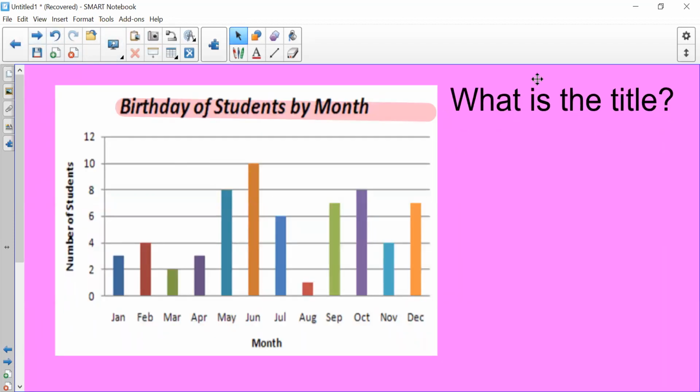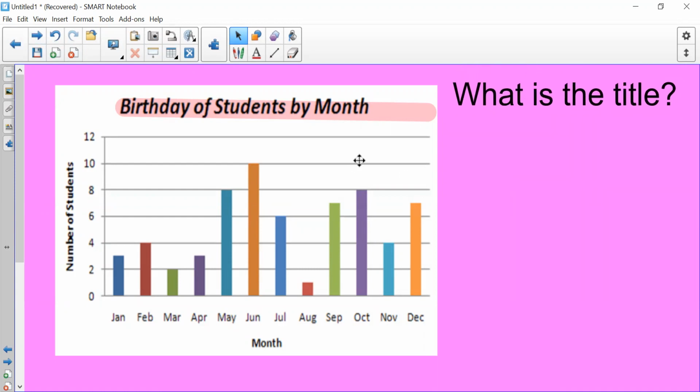Okay, so what is the title of this bar chart? Birthday of students by month. Okay, we usually find our title at the top and it explains what our graph or chart is about.